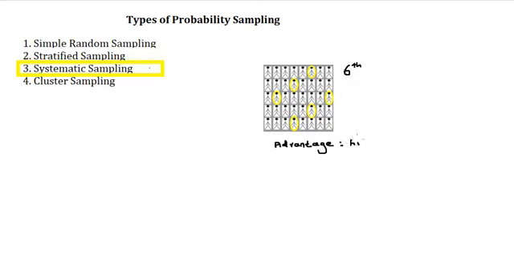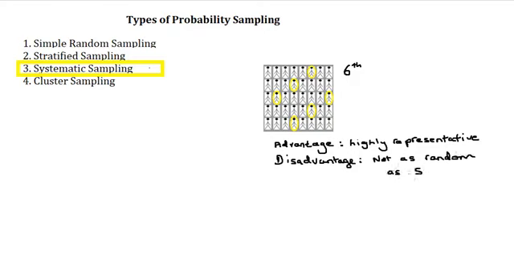The advantage is, as well as being simple, it is highly representative of the population. A disadvantage is it isn't as random as simple random sampling. Why would this matter? If there is some kind of pattern in your population, then you'll probably introduce some kind of bias or error into your statistics. So if there is a pattern in your population, then simple random sampling is a better choice.